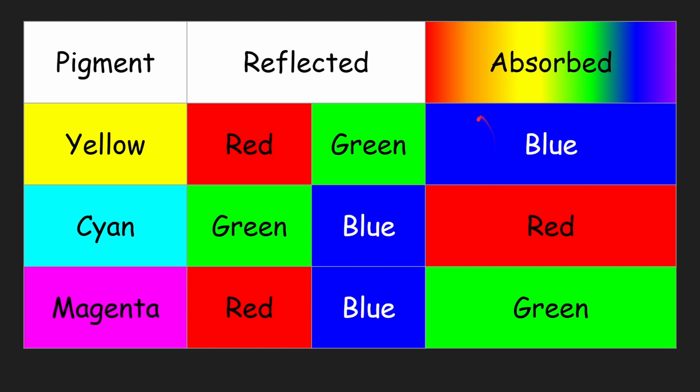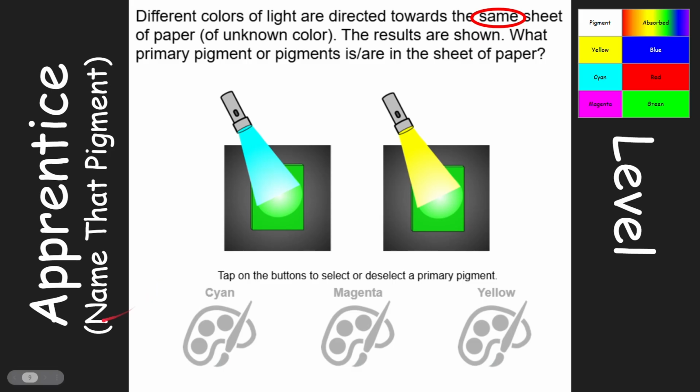As we think about pigments, the key thing is, what are they absorbing? You could say, what are they subtracting from the white light or from whatever light is present? Because whatever they absorb is no longer going to be there to be seen. That energy has turned into thermal energy, and so these photons do not exist anymore after they get absorbed by the pigment. Let's take a look at the Apprentice level.